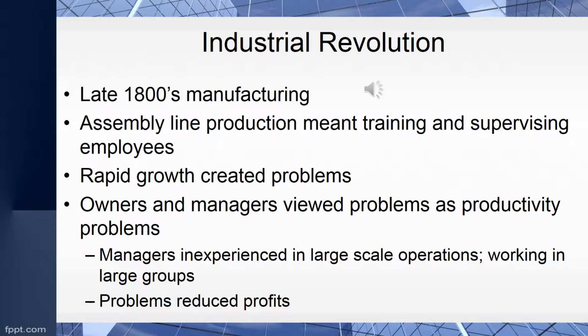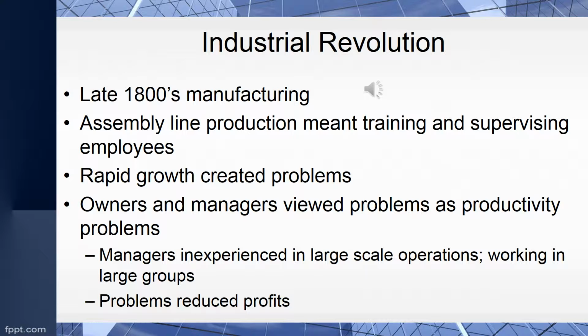This led to training and supervision problems. Because manufacturing exploded, the rapid growth increased managerial problems as managers struggled to keep up with demand, have enough employees who were able to do the job well, oversee everyone, and keep everyone on task. Workers slacked off, coordination within and between groups was difficult, and thus production dropped or quality was uneven. This was viewed as a productivity problem, not as a motivation, hiring, or training problem.